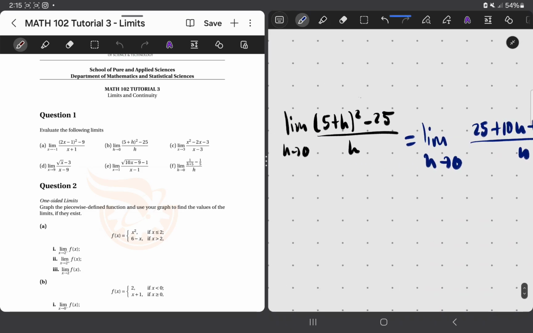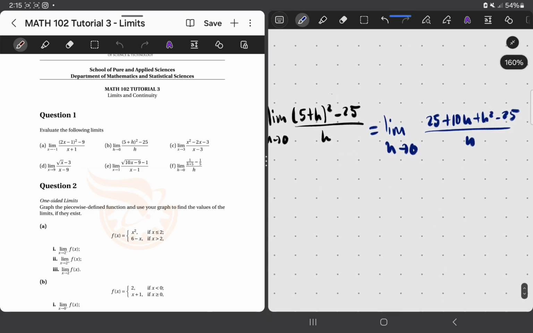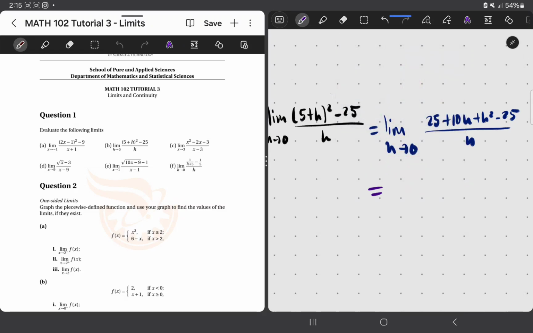So yes, now here we have it like this. What do we have now? What are we going to do? We have to continue. Okay, so is there anything to simplify? Yes, 25 and 25 will cancel because they are positive and negative. We will now have the limit as h goes to 0, because we know we're going to have to change something, but there's nothing to change yet. Let's keep going. And now we have 10h plus h squared all over h.